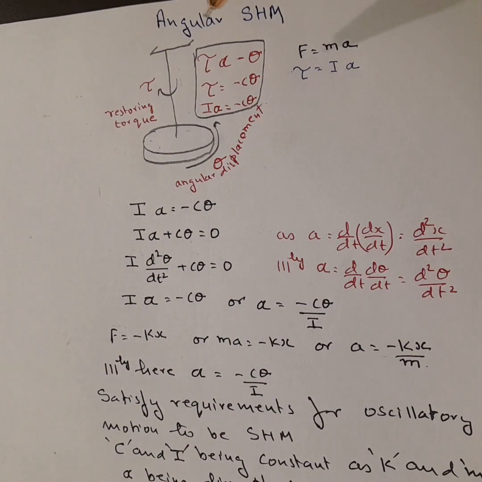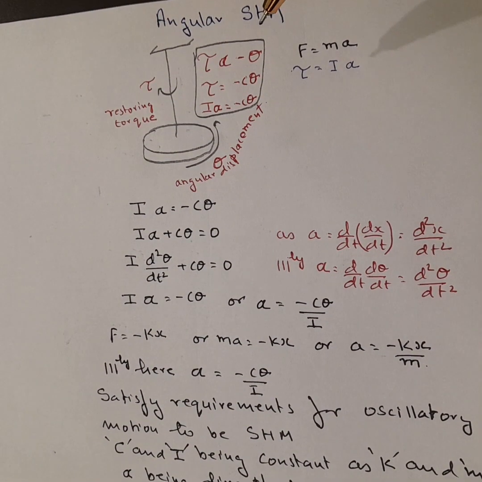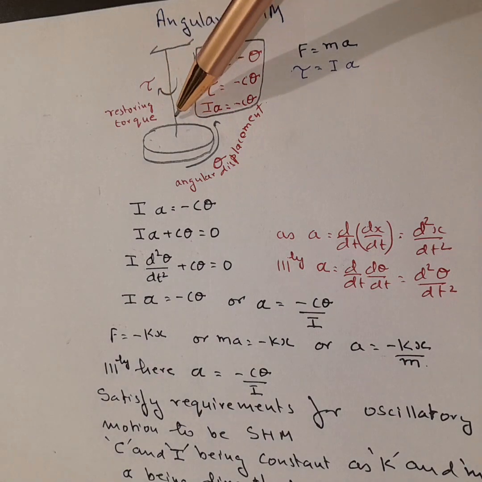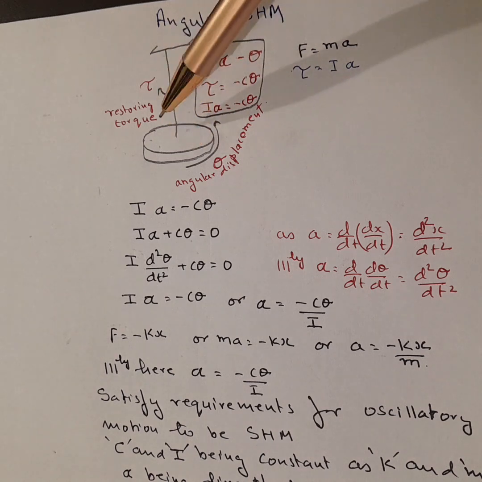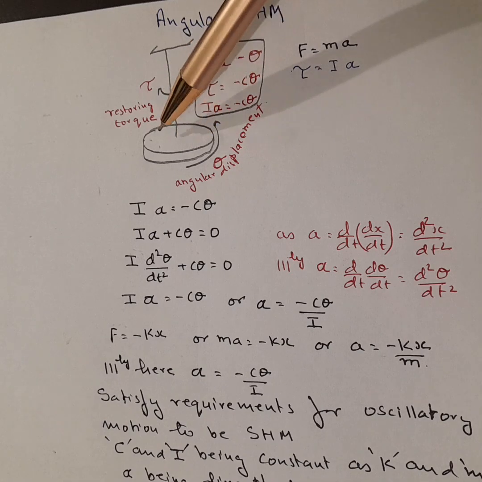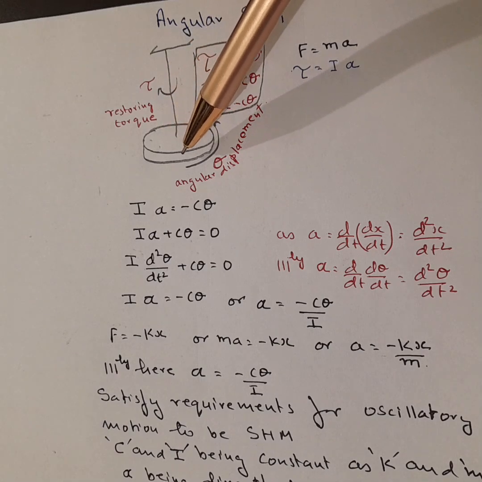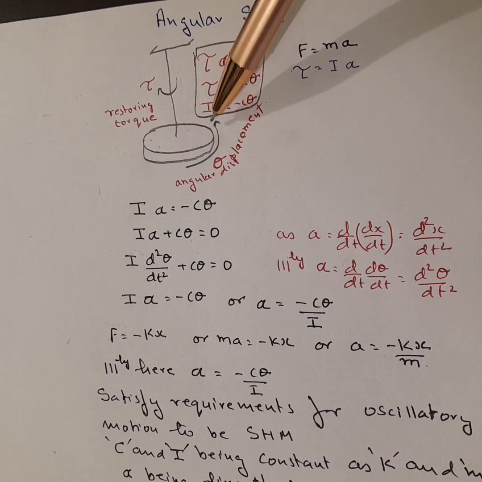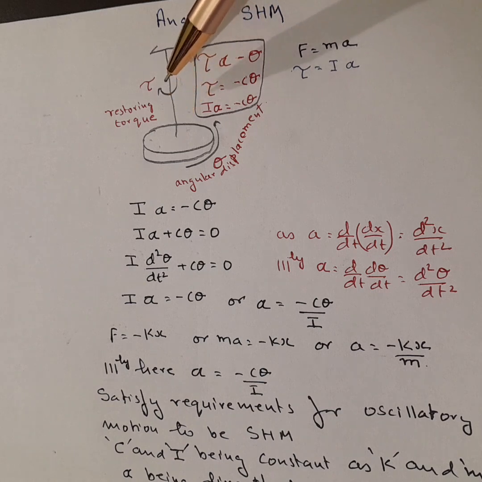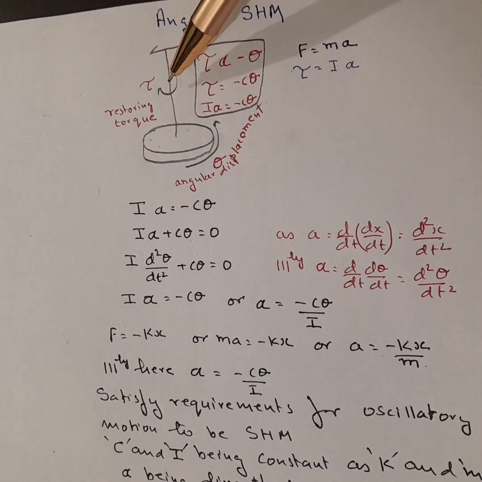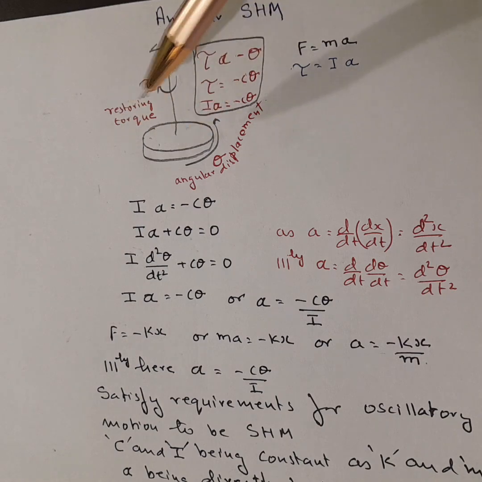Let us try and understand angular SHM now. Angular SHM, now this is a disk which is tied with a string and is rotated this way, right? If it is rotated this way, that itself means that the angular displacement theta is in this direction. Now, we know that whenever it is rotated this way, there is some restoring torque generated in the string which will bring it back.